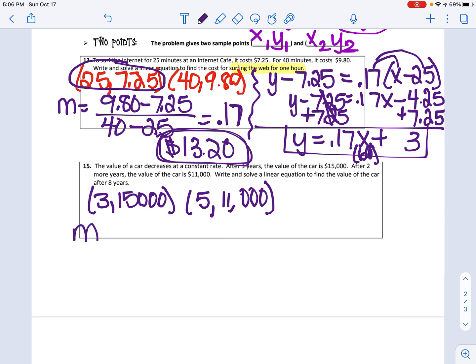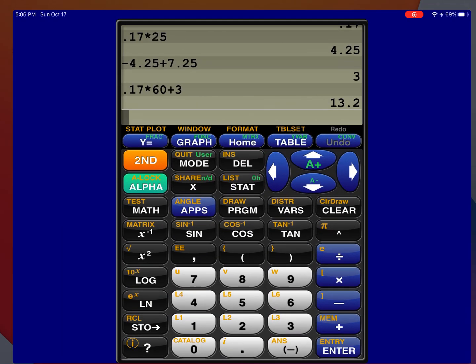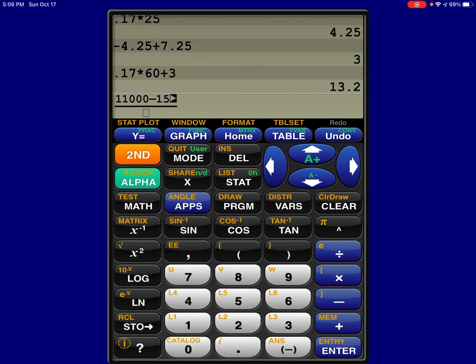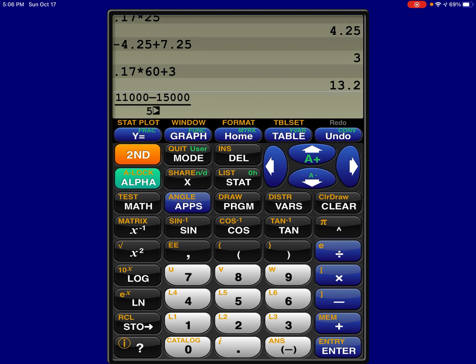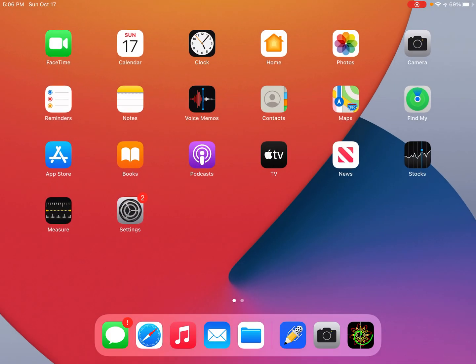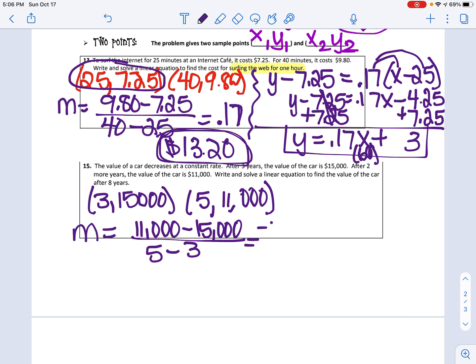Okay, again, first thing we have to do, given 2 sample points, is find the slope. So I'm going to take 11,000 minus 15,000, and then 5 minus 3, and that's going to give me a slope of, let's do that. I'm going to do alpha x, 11,000 minus 15,000 over 5 minus 3, so negative 2,000. So going down $2,000 a year is how much the car is depreciating.